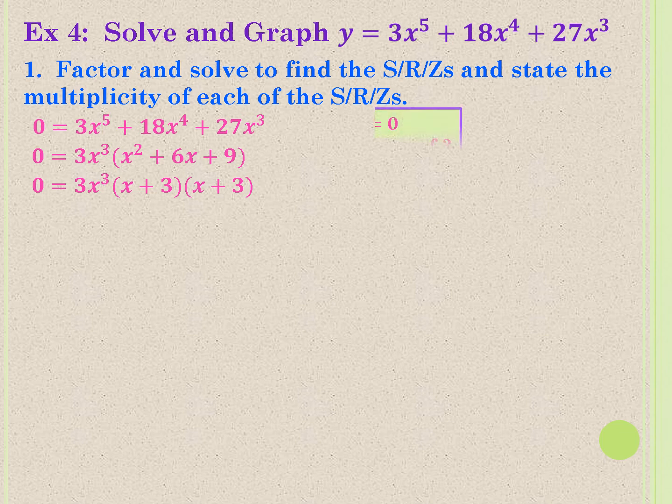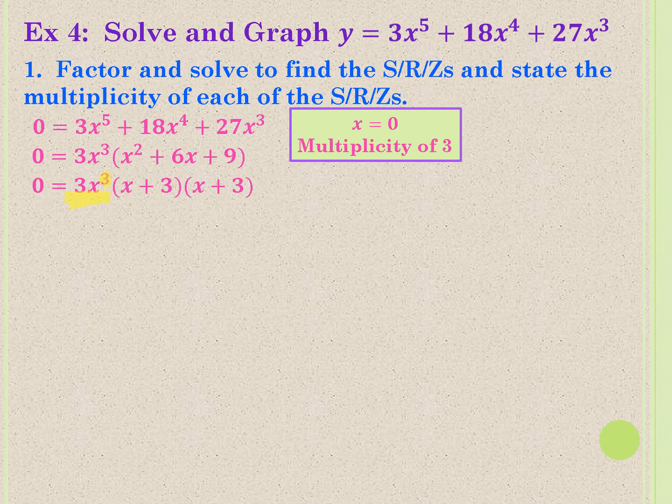So let's look at our zeros. If we take this factor right here, 3x cubed equals 0, that means x is going to equal 0. Now it also has a multiplicity of 3. Since it has a multiplicity of 3, that means that's odd, so it's going to go through the intercept, but it's also going to look like a cubic.